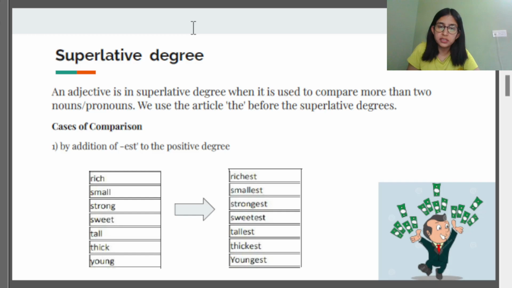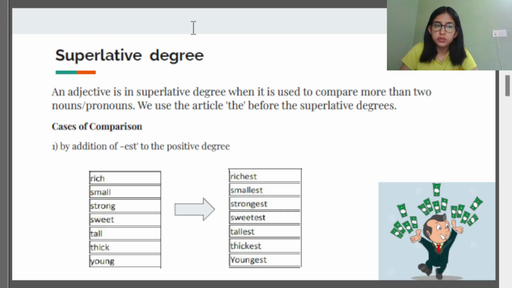Yes, now we have the last degree, that is the superlative degree. An adjective is in superlative degree when it is used to compare more than two nouns or pronouns. We use the article the before the superlative degree. So now we have certain rules for superlative degree, that the article the will be used before the superlative degree, and it is used to compare not just two things but more than two nouns or pronouns. We are comparing with the use of superlative degree.